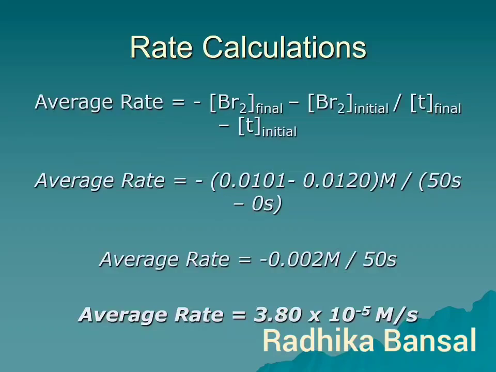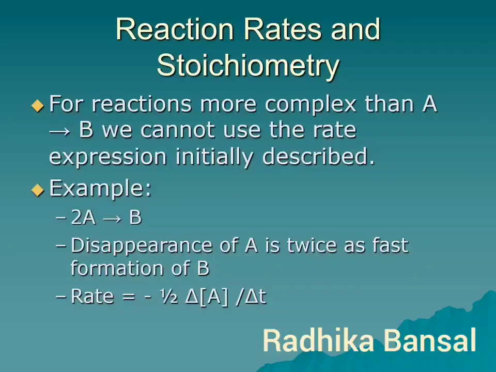So here are some rate calculations when we took the example of bromine. Here, the average rate will be negative of Br2 final minus Br2 initial, divided by final time minus initial time. So here we are talking about reaction rates and stoichiometry.